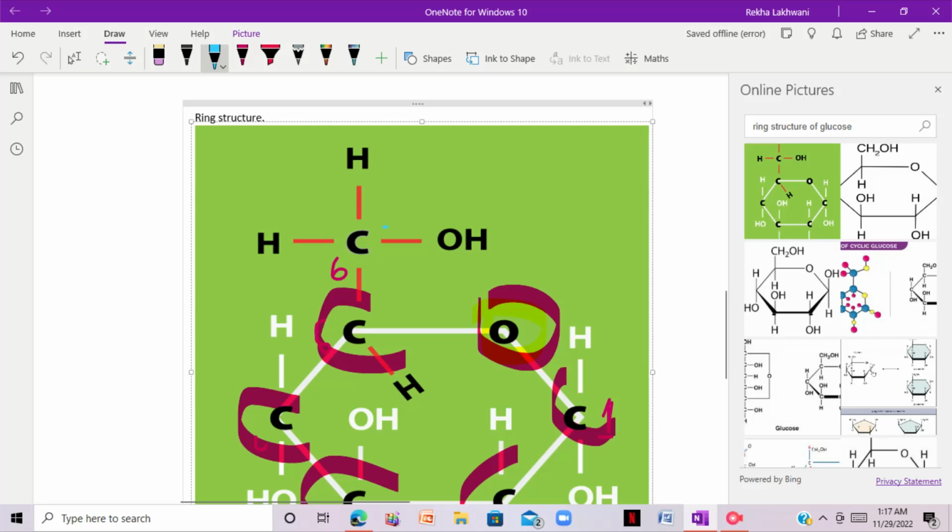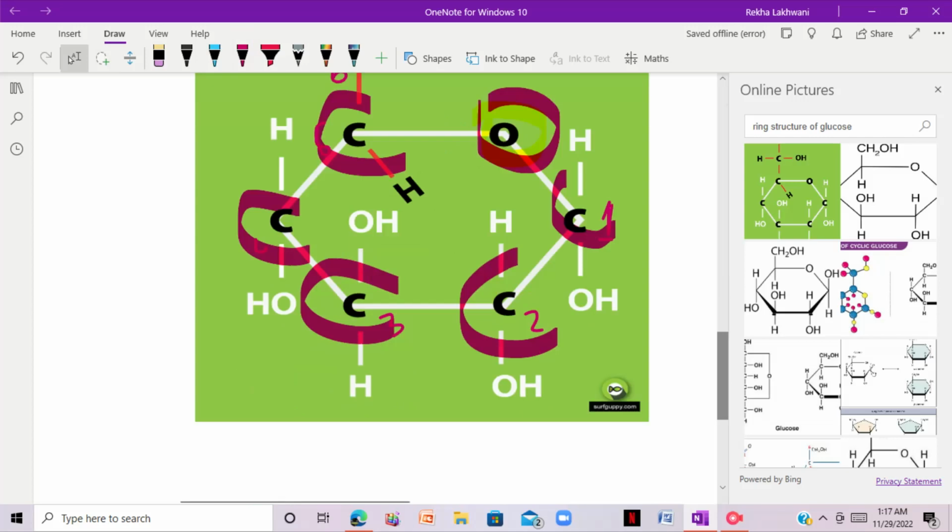Over here, this is the open structure, and here carbon 1, carbon 2, carbon 3, carbon 4, carbon 5, carbon 6 is the structure, and it contains an aldehyde. Now we have formed this ring, which is known as the pyranose ring, right? I hope that is clear to you. Let's move to another structure.